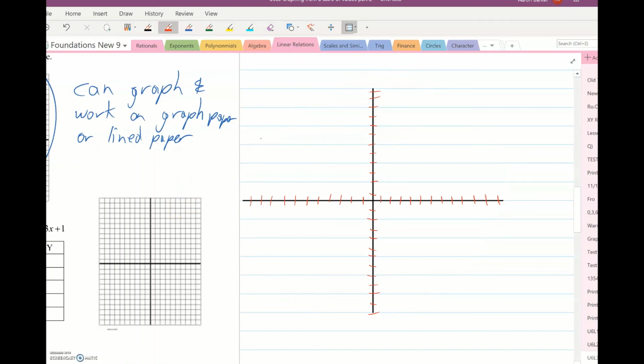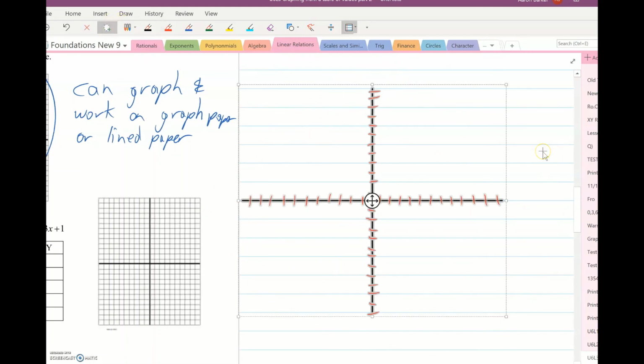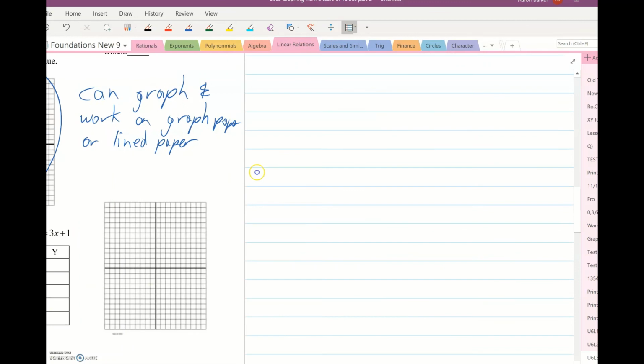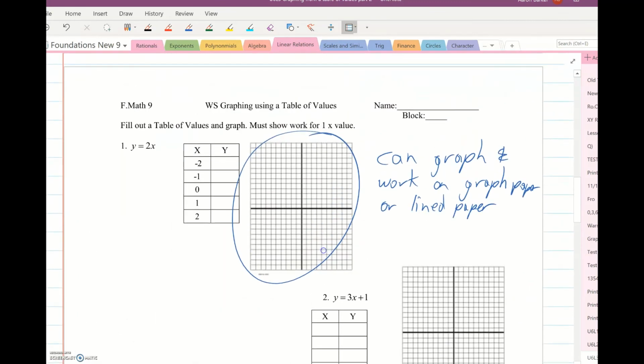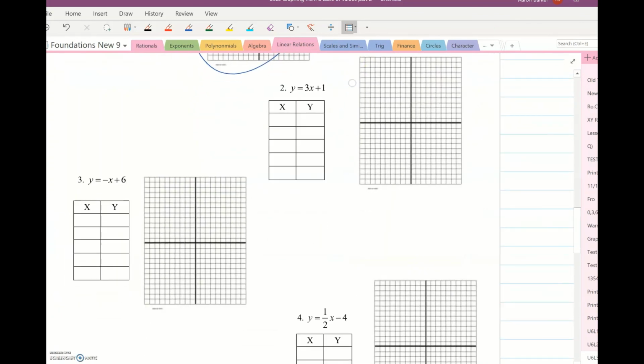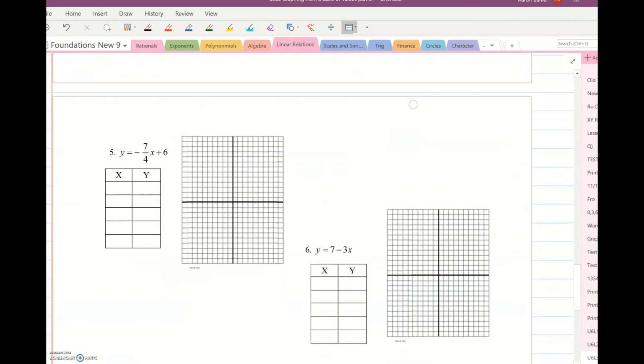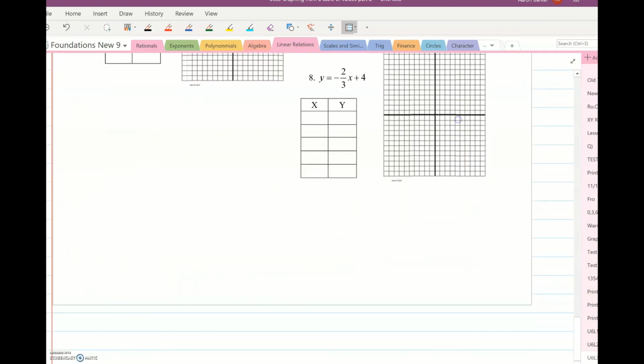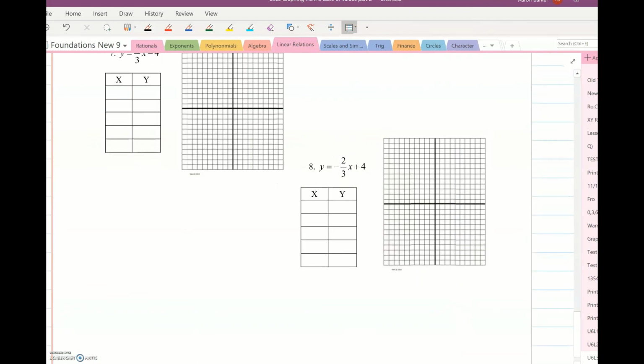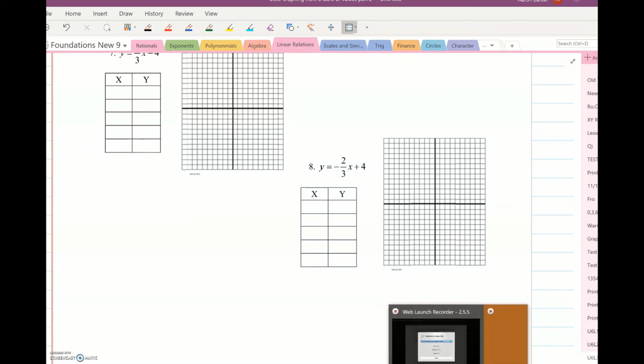Okay, if you do have a printer that's working, I'll also attach a couple of sheets of blank graph paper that'll make it easier for you. Okay, any questions? Let me know you're doing this worksheet. 1, 2, 3, 4, 5, 6, 7, 8 questions, probably 2 minutes each, 16 minutes, done. All right. Oh, where's my grapher?